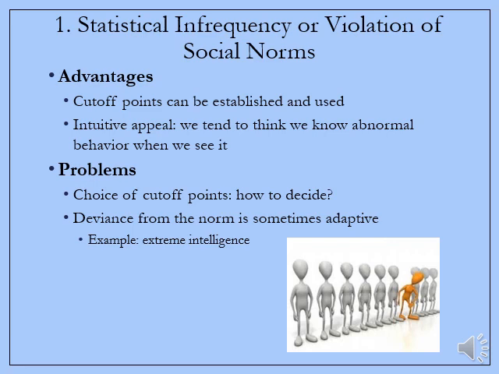Problems with this definition: it's difficult to choose what a cutoff point is. How do you decide where the cutoff point is? And I think most importantly, deviance from the norm is sometimes adaptive. For example, going back to the normative curve of IQ, extreme intelligence, which would fall in that rightmost tail, can often be an adaptive trait. Someone who is extremely intelligent is likely going to do well in life.